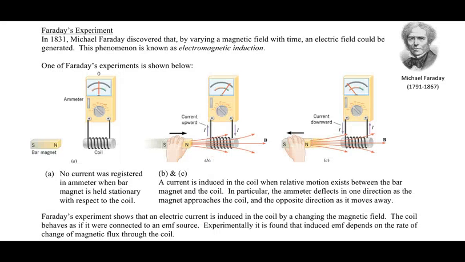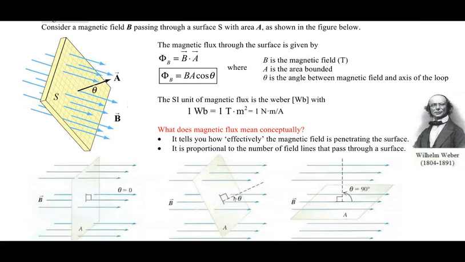So hopefully after viewing this video and seeing how this experiment works, one can conclude that the motion of the magnet relative to the coil is required for current to be produced. From Faraday's experiments, you can see that a changing magnetic field, as it's thrust in or pulled out, will induce a current, and hence the coil essentially behaves as an EMF source, even though there's no battery connected to the coil whatsoever. To explain this phenomenon mathematically, we need to introduce the concept of magnetic flux.